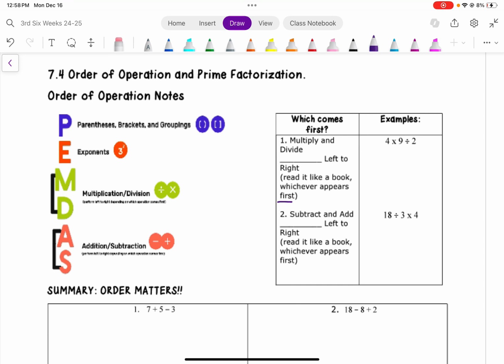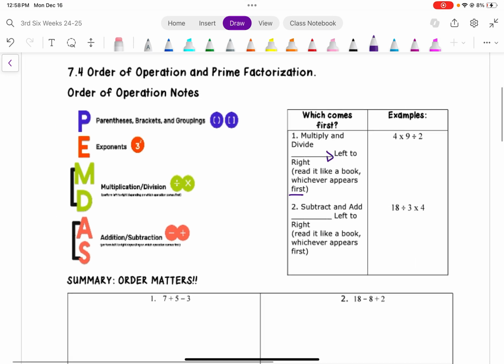So when you're multiplying and dividing, you're going to go left to right, and you're reading it like a book, whichever appears first. When you're subtracting or adding, you're also going to read it from left to right, like a book, and solve it that way, whichever appears first.